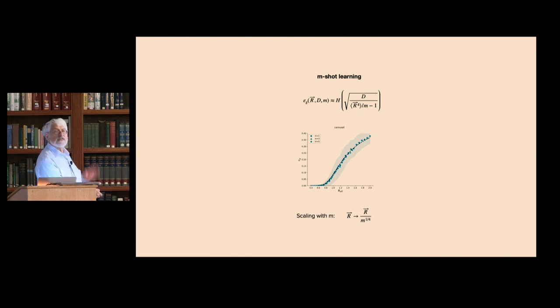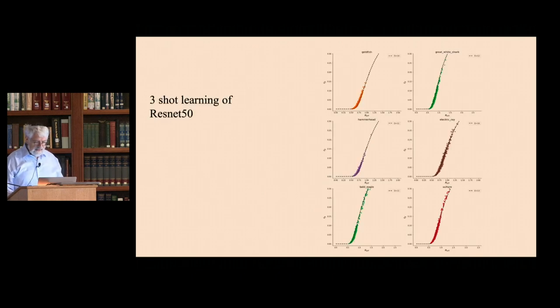If you do the M-shot learning experiments on ImageNet and collapse all the data, a few examples here from M equals 1, 3, and 5, and collapse them into the scaling regime, they follow the scaling line. So this naive theory about ellipsoids seemed to be working for this problem of few-shot learning. This is an example of three-shot learning in ResNet. Here it is interesting because we take into account more seriously the difference in the geometry between the pairs and some correlations, so it's a more sophisticated theory. But again, it looks like a very nice agreement.